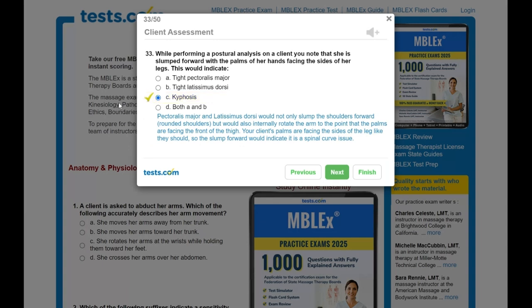C. Kyphosis. Pectoralis major and latissimus dorsi would not only slump the shoulders forward, rounded shoulders, but would also internally rotate the arm to the point that the palms are facing the front of the thigh. Your client's palms are facing the sides of the leg like they should, so the slump forward would indicate it is a spinal curve issue.